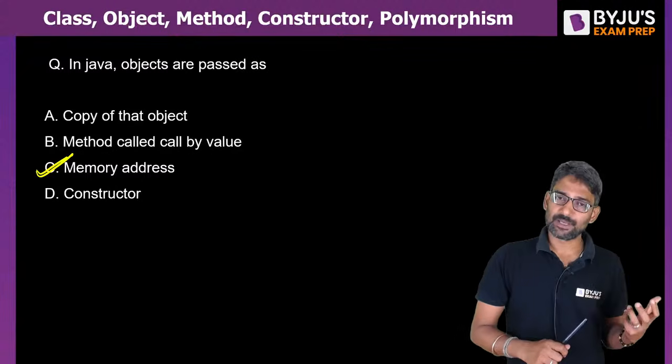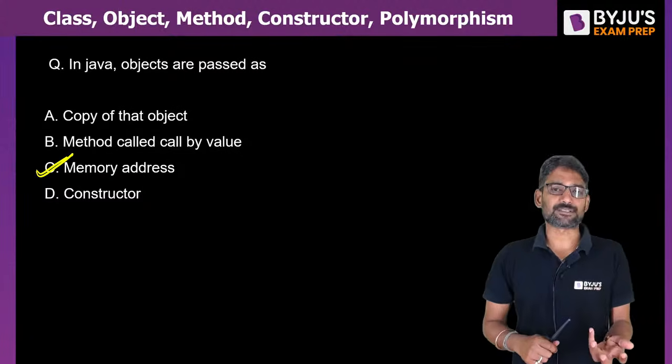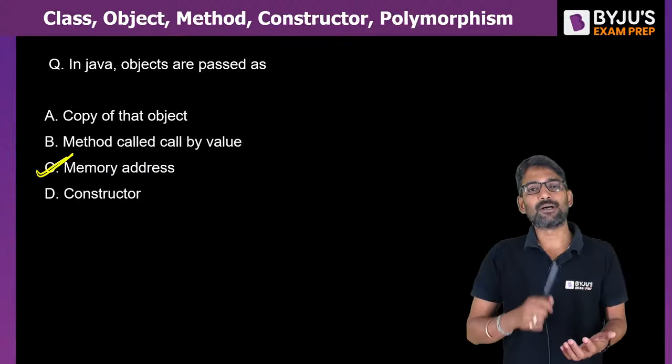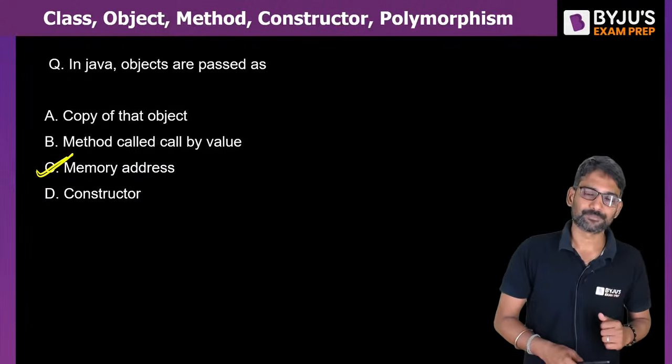In C language, pointer is there. What does pointer mean? Nothing but address. Similarly, in Java, object means address only. Okay?